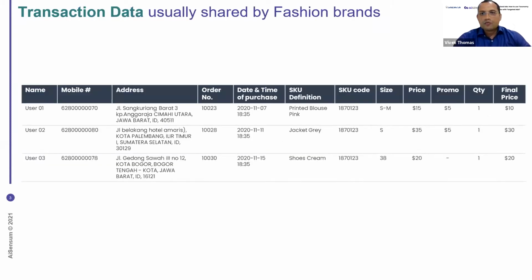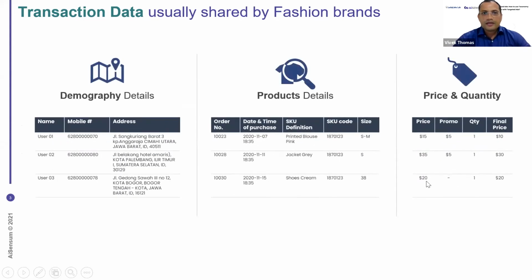Now, typically when brands come and share data with us, this is the kind of typical transaction data. I have simplified the transaction data. Some of you might have far more complicated transaction descriptors, but this is a very, very simplified version so that you can understand what it is that we're going to do going forward. Okay, now, if you look at this, typically, transaction data, you can split this into 3 different buckets.